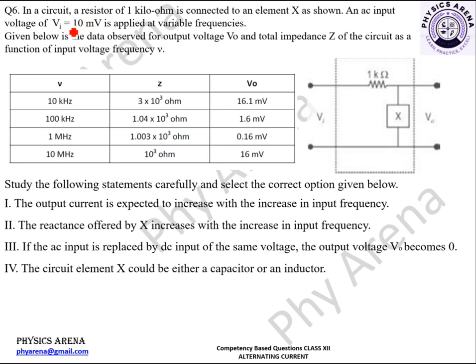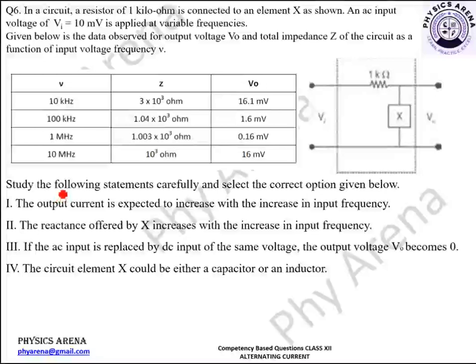The AC voltage that is given to us as input is 10 millivolt and it is applied at variable frequencies. And the data for the output voltage has been given in the table. So we can see that at 10 kilohertz, the impedance of this circuit is 3 multiplied by 10 to the power 3 ohm. And the output voltage that we get across X is 16.1 millivolt. So based on this data, we have to study these four statements and then select which statements are true and which are false. We will take them one by one.